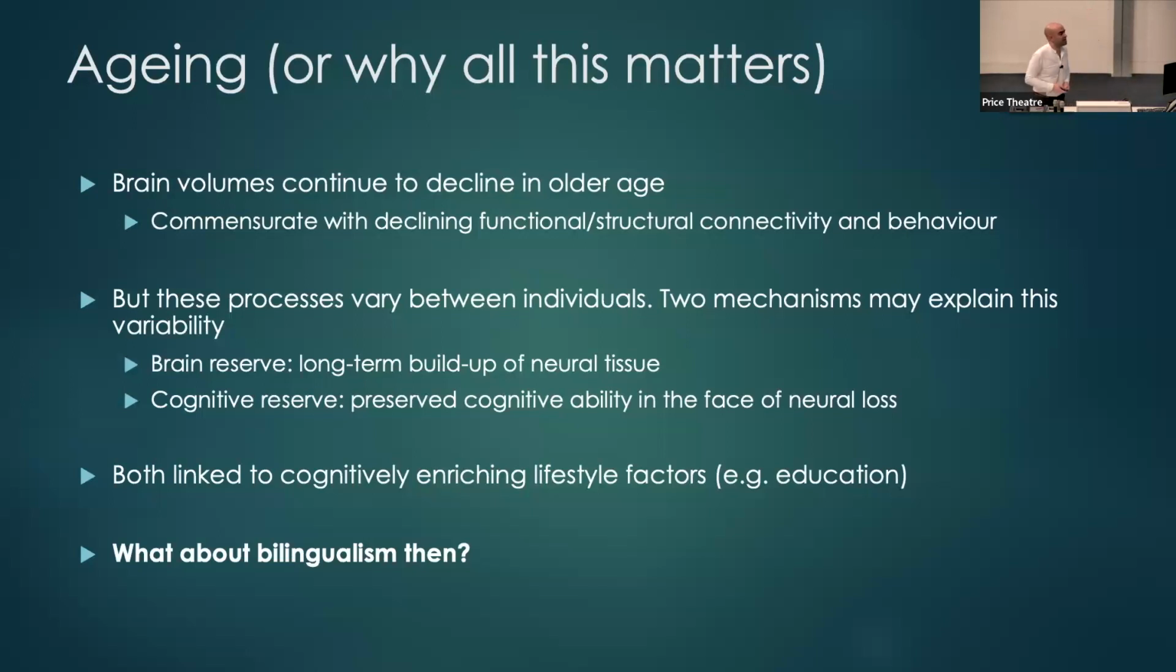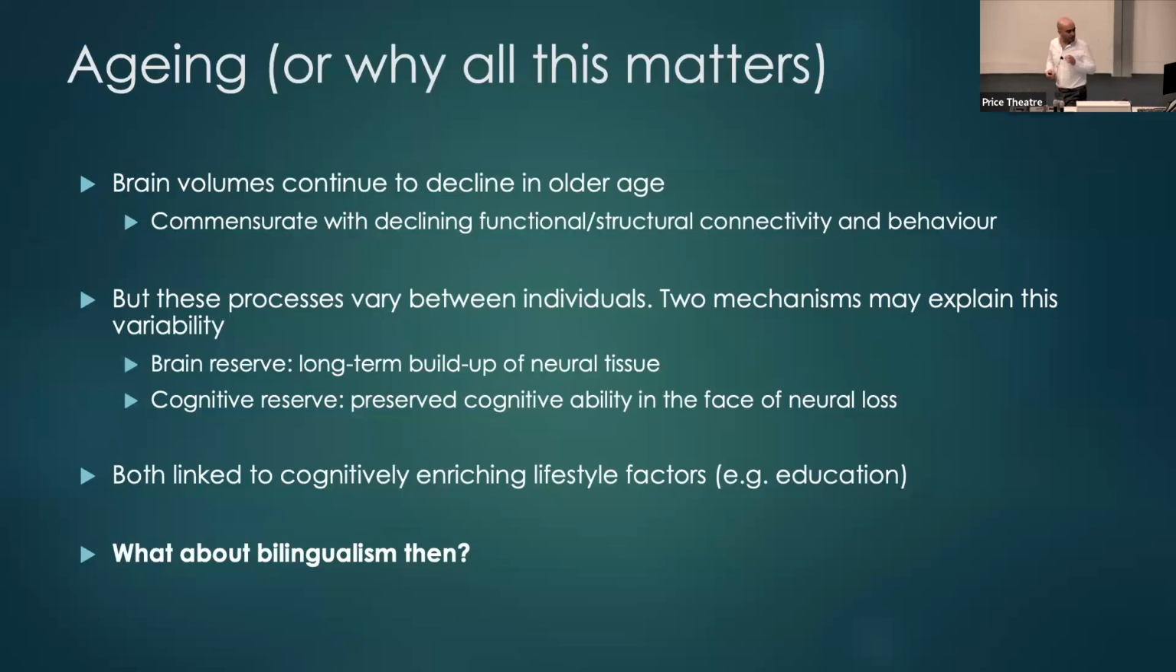And there are two mechanisms that can explain this variability that have been very well described in other fields, not just in our field. So we can experience what we call a brain reserve, which means long-term buildup of neural tissue, which means that when you get older, there's more tissue to lose. Or cognitive reserve, that you may experience preserved cognitive ability in the face of neural loss. In other words, your brain shrinks, it ages, but you keep going for a bit longer. So you're still cognitively intact, let's say.